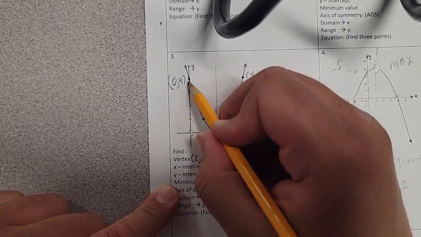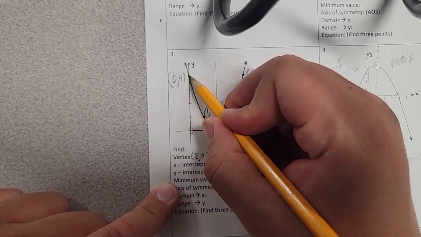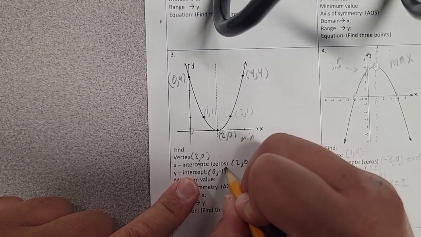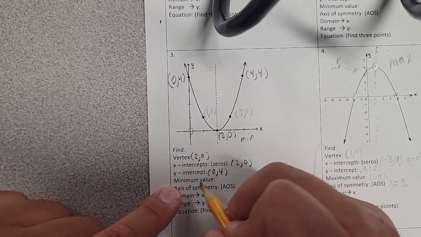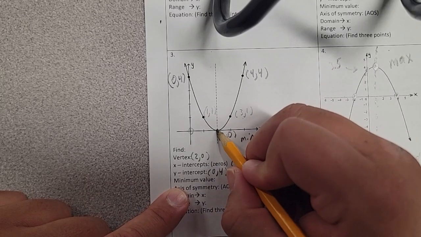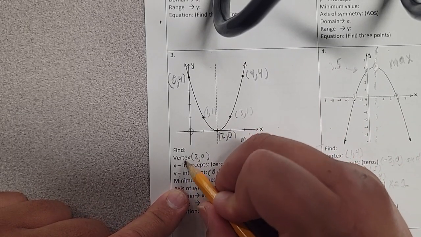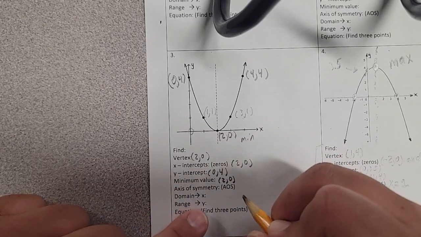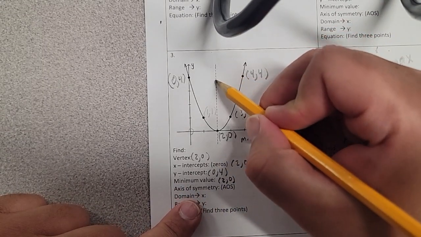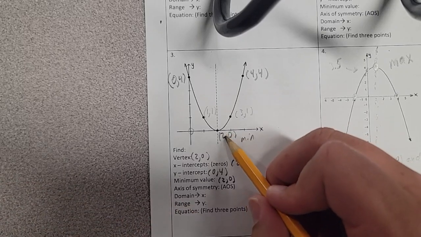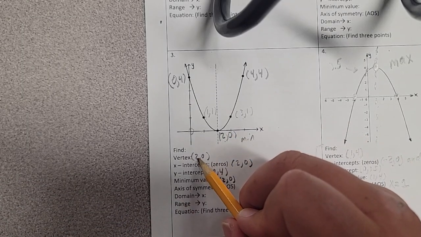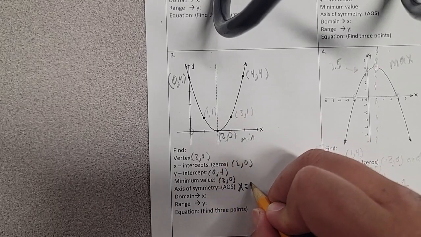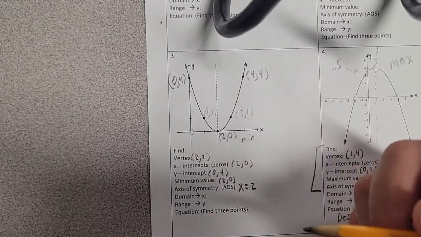My y-intercept, where does it cross the y line? It crosses the y line at this point. That point was (0, 4). Minimum, remember, this is the bottom. The vertex and the minimum, or the maximum, are always the same. So again, (2, 0). And then the axis of symmetry, this line is cutting. Now remember, it's cutting at this number. Whatever the vertex x number is, that is the x. x equals 2. So see, really easy.